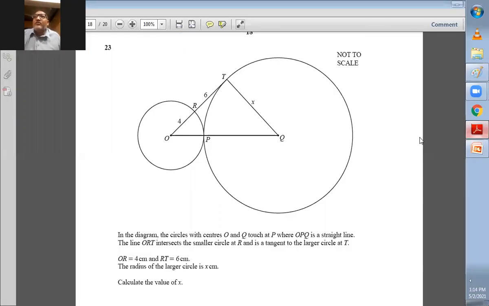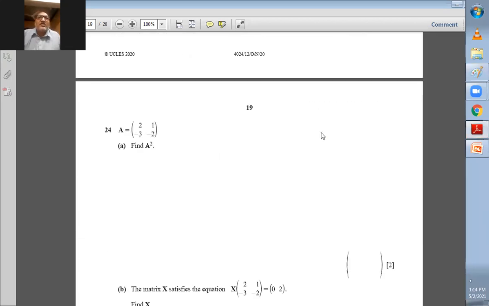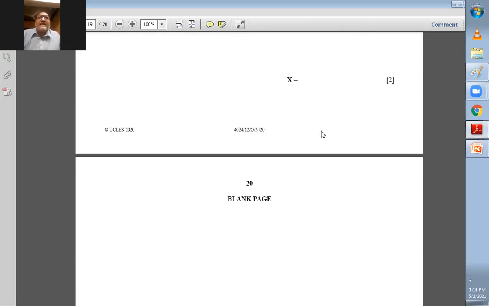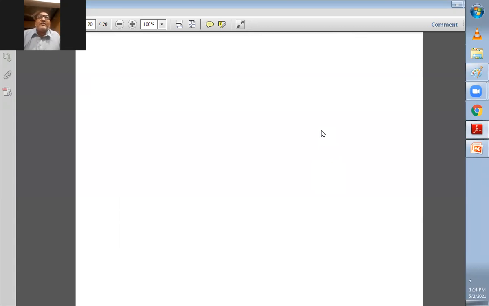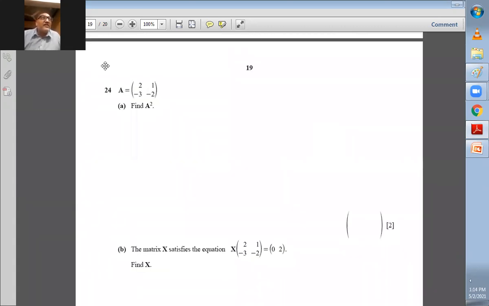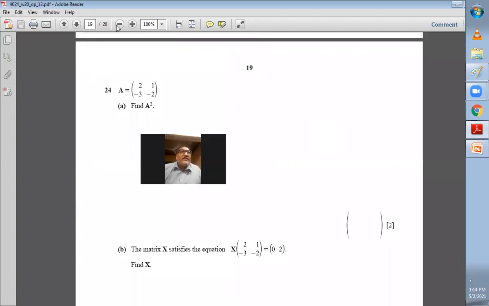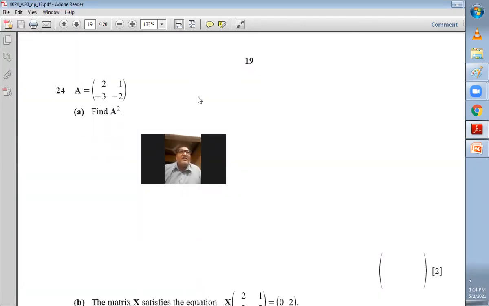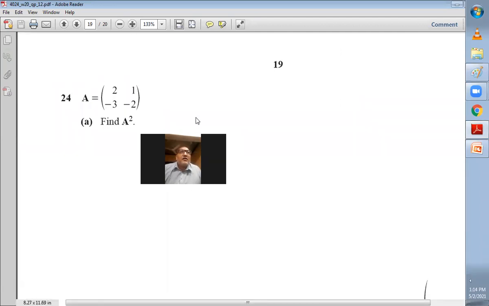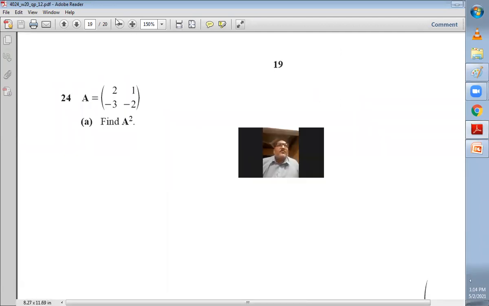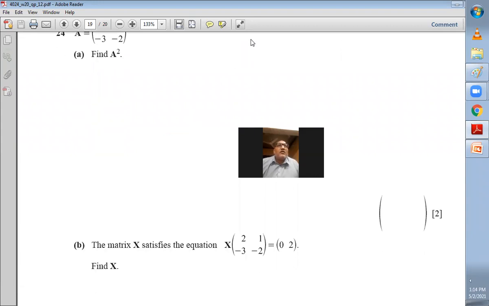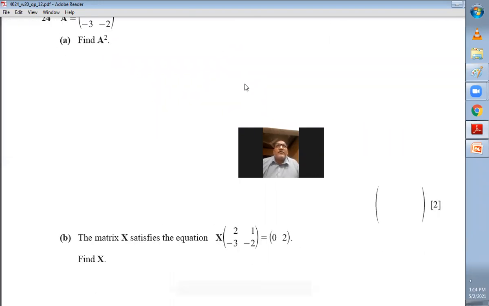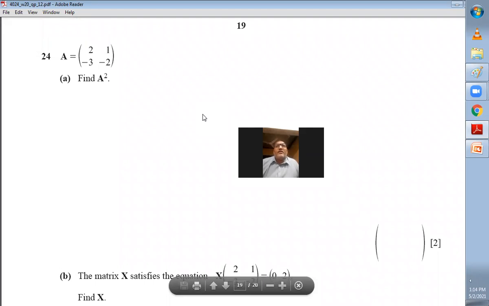The next question will be the 24th, a very easy question. After that, the paper will be finished. So question number 24 is the last question showing up on your screen. A matrix A is given, that is 2, 1, minus 3, minus 2. He says, find A square.